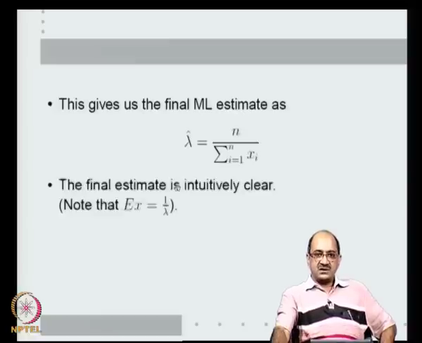This of course is intuitively very clear, because for the exponential density the expectation, the mean, is 1 by lambda.